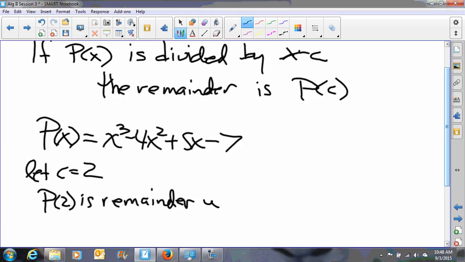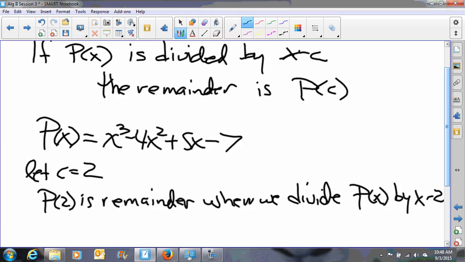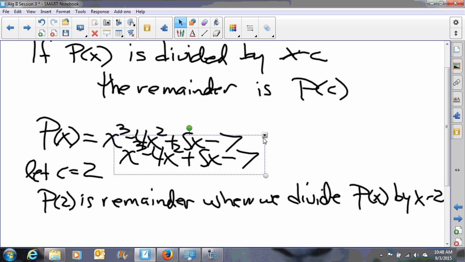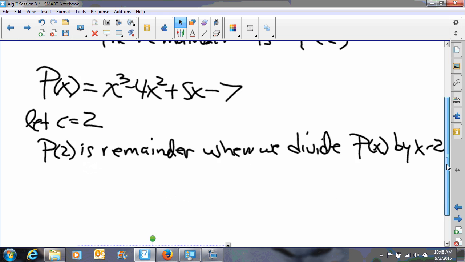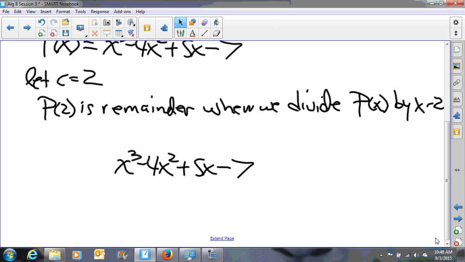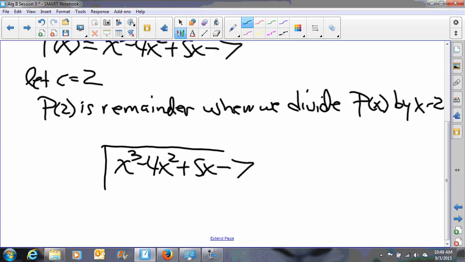when we divide p of x by x minus 2. So first of all, let's divide p of x by x minus 2. So can we grab just this piece right here, clone it, and throw it down here, and go down and get it. All right, so what we're going to do is divide this by x minus 2.